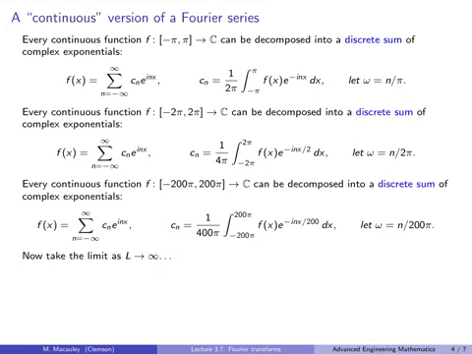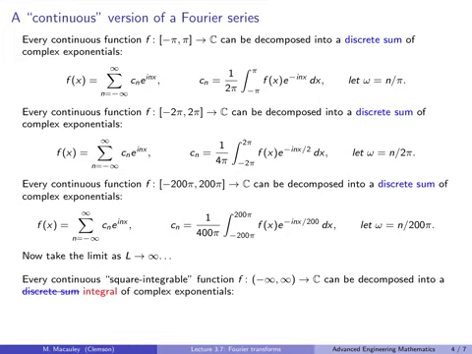Finally, if we take the limit as this L goes to infinity, we get that every continuous square integrable function, more on this in a moment, on the real line can be decomposed into not a discrete sum anymore, but now an integral of complex exponentials. So now, instead of writing f as a discrete sum of discrete harmonics, we're writing it as a continuum of harmonics. So the integral over the whole real line of, I'm going to call this c omega, times e to the i omega x d omega.